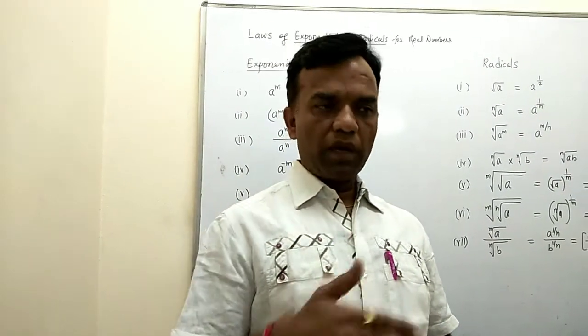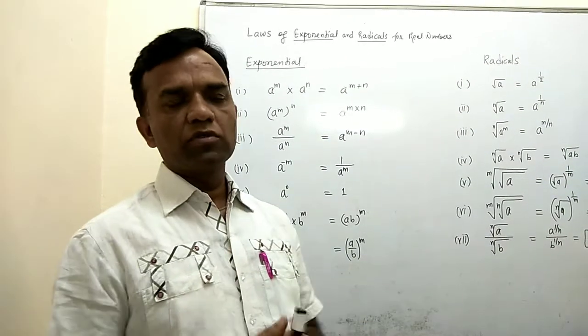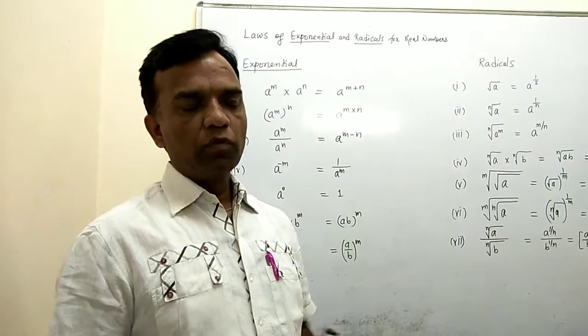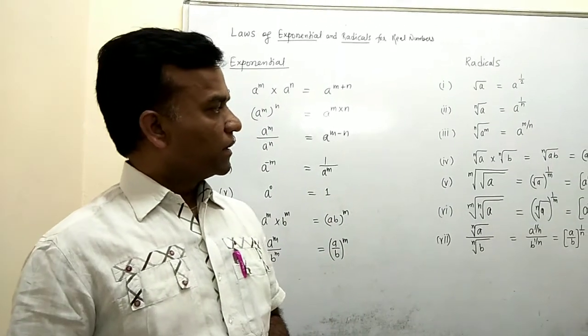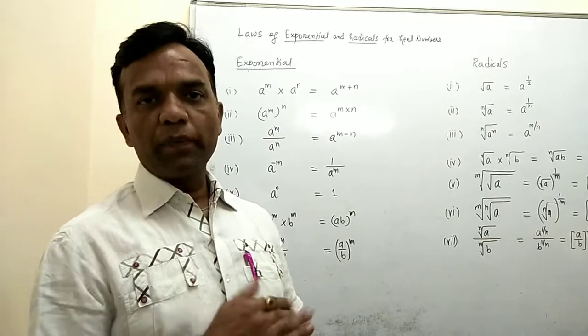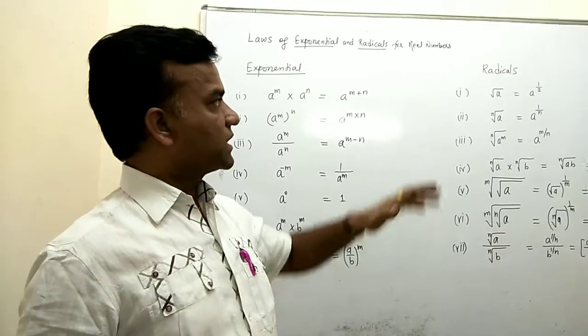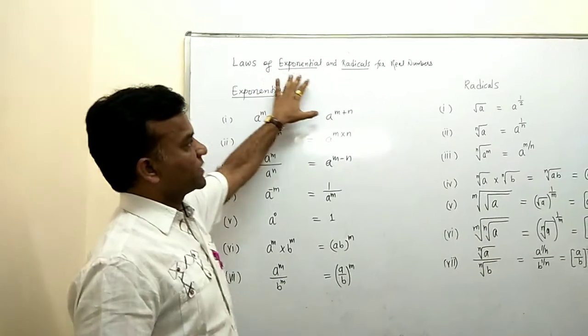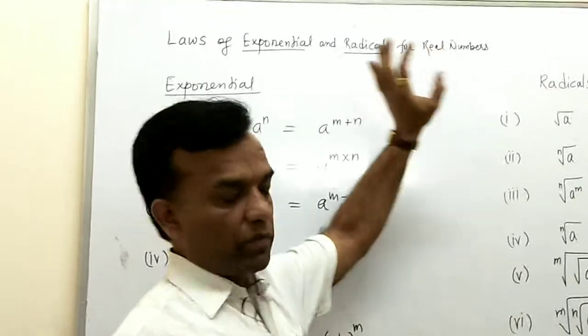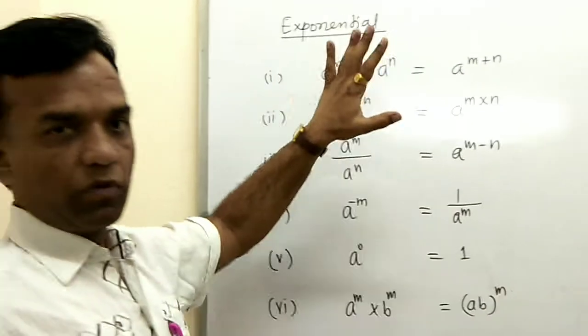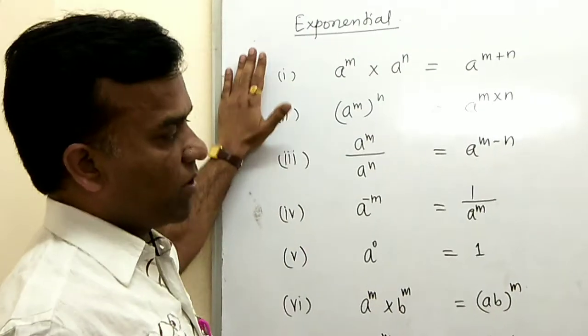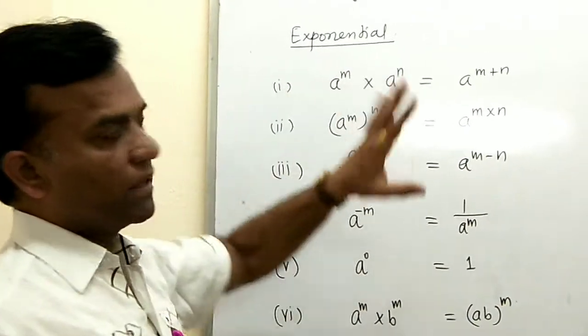So in the same way, today the full chapter on number system is completely finished. Only two topics are remaining here. First we discuss the laws of exponents and radicals for real numbers. Now one by one I explain the laws of exponents and then radicals.